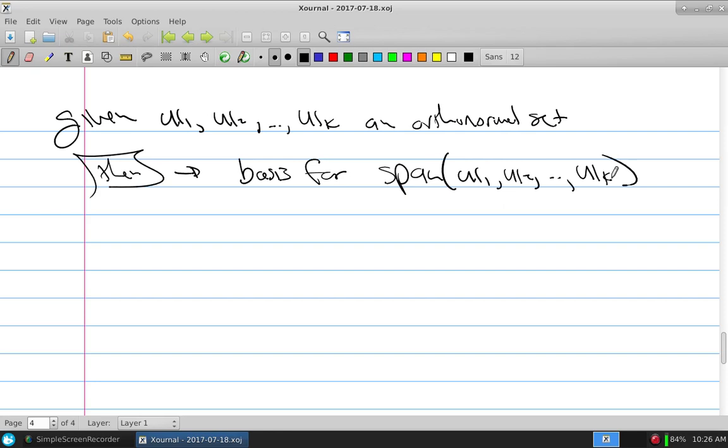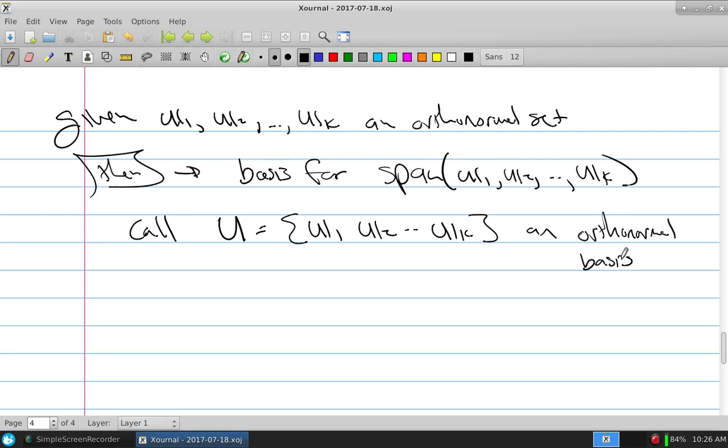Now, if they were a spanning set for a vector space, that would be a basis for that vector space. But on the other hand, a span is a vector space. It's normally a subspace of something, but it's a vector space. So it would be a basis for at least the span of this. And what we would normally do is we would just simply call the, say, capital U equal to U1, U2, up to UK, an orthonormal basis. Now, if we didn't need the normal part, the orthogonal part would still be a basis. It'd be an orthogonal basis rather than orthonormal. Orthonormal bases are nicer, though.